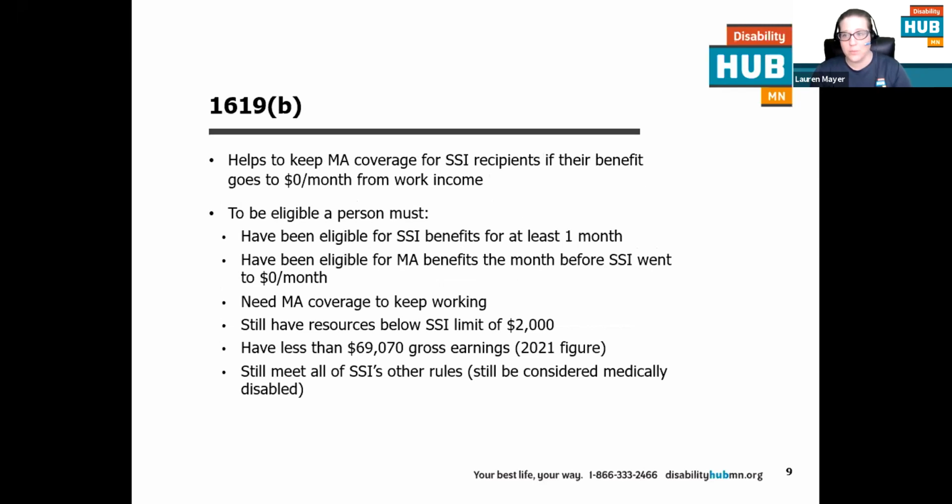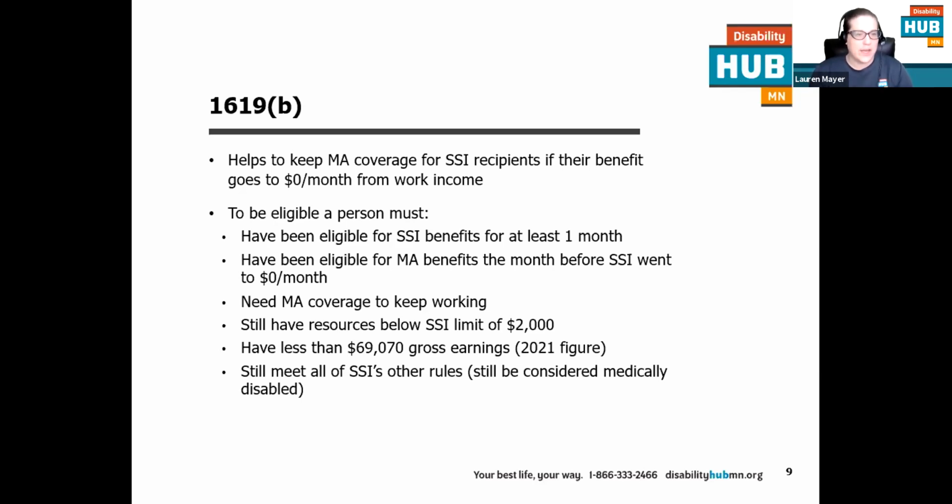So if you remember when we talked about SSI and work, the SSI benefit subtracts your earned income. And so at some point of work income, you're going to have a $0 a month SSI benefit. But this 1619B plan helps keep you eligible for your health insurance, even if that SSI goes to zero. So for the criteria, you have to have been eligible for SSI for at least a month and have been eligible for your MA the month before that SSI dropped to zero. You still have to need MA coverage to continue working. And that's a pretty simple thing to demonstrate. Just show that you're using your MA and your health coverage helps keep you working.